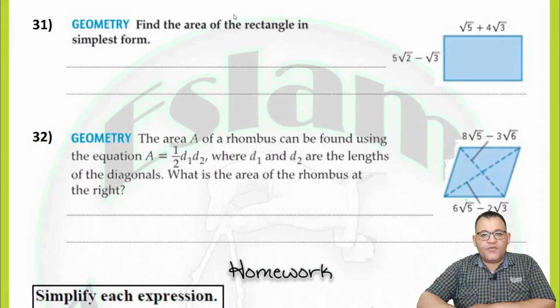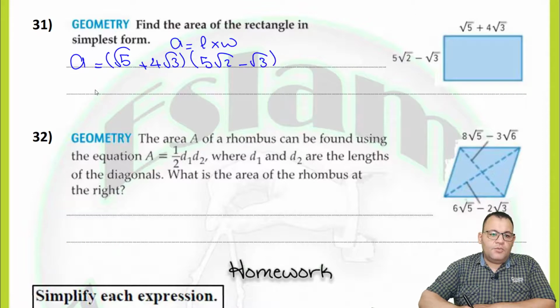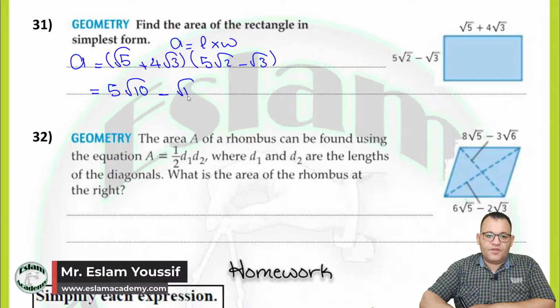In this problem, we need to find the area of the rectangle. The area of the rectangle equals the length multiplied by the width. So we can say that the area is equal. The length was equals root 5 plus 4 root 3 times 5 root 2 minus root 3. So by using distributive property, root 5 times 5 root 2, 1 times 5 equals 5. Root 5 times root 2 equals root 10. Positive times negative equals negative. Root 5 times root 3 equals root 15.